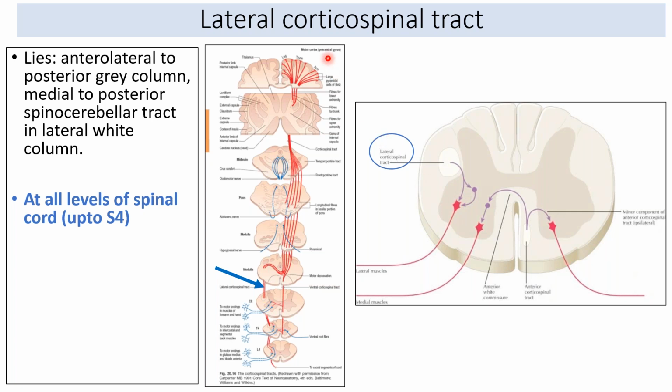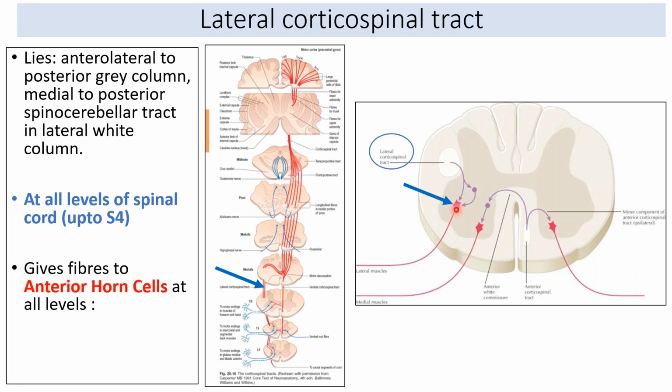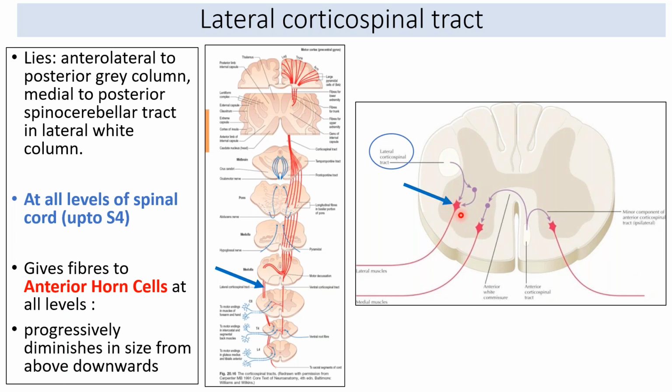of this side. So the lateral corticospinal tract started from this side, suppose this is the right side, and it is going to synapse with the motor neuron lying on the opposite side. So this is the motor neuron, the anterior horn cell, with which they are synapsing at all the levels. So that progressively the size of the lateral corticospinal tract is going to diminish from above downwards.